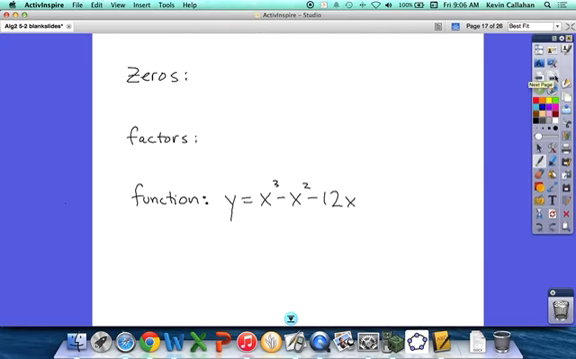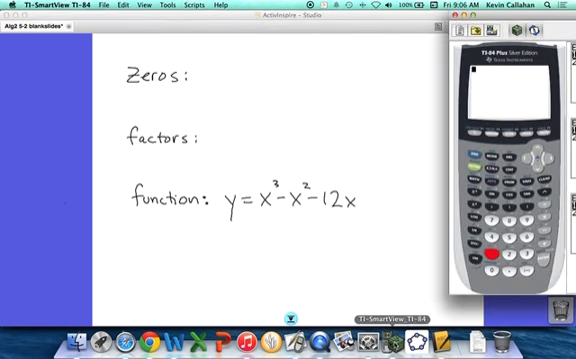Okay, so now, the function, if it's not in the factored form, you may still be able to find the zeros by graphing it. So let's put that in the calculator and see if we can find the zeros by looking at the graph. Clear. X to the third minus x squared minus 12x, zoom 9. So I got the second y equals.